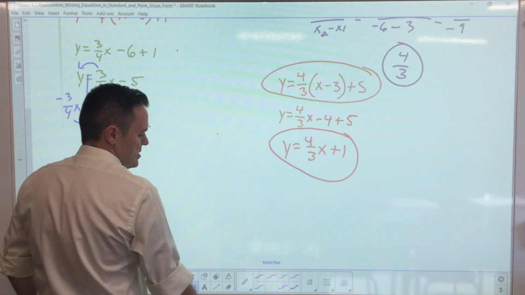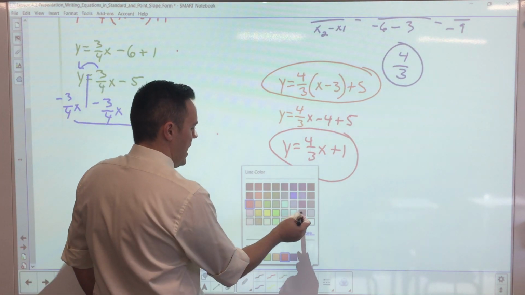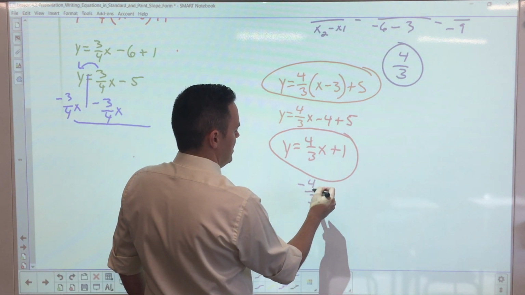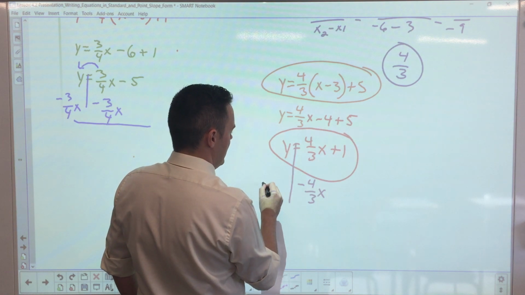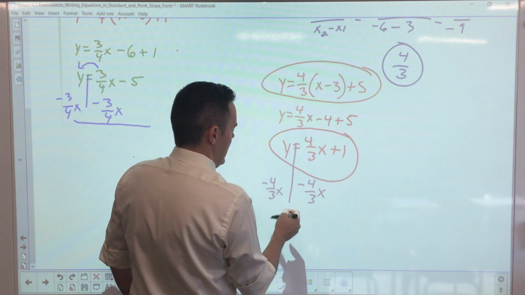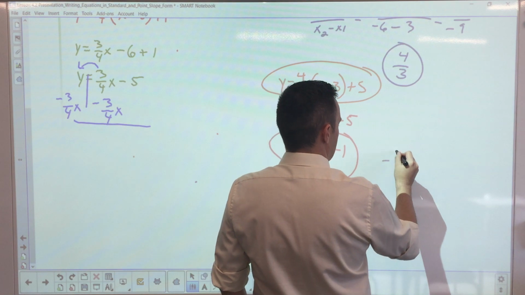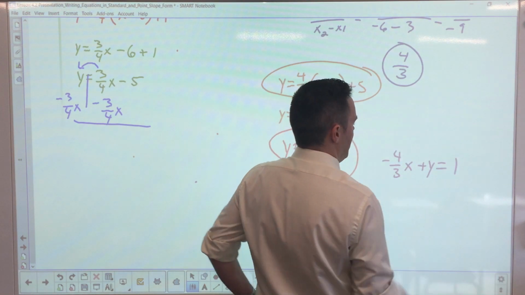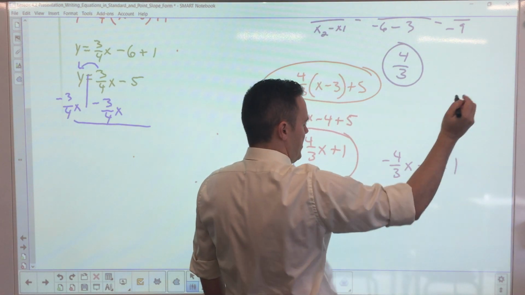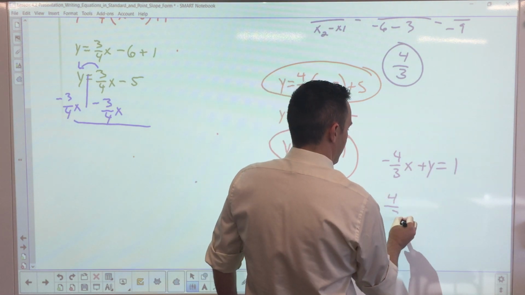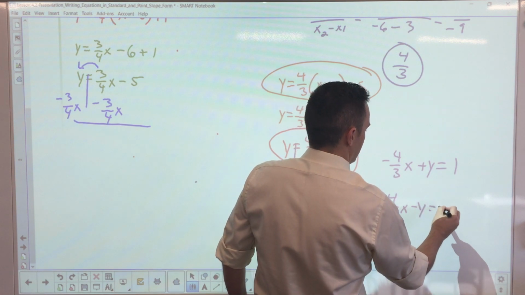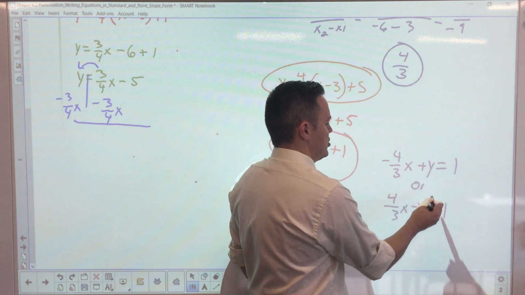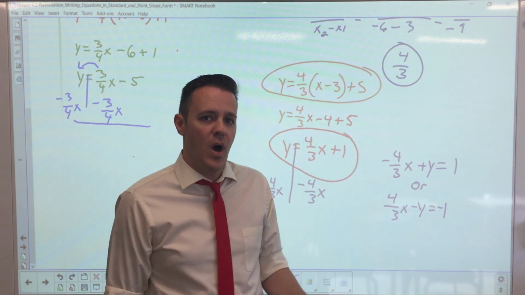Now I need to rewrite it in standard form by subtracting 4 over 3x from both sides. If I do that, my equation is going to be negative 4 over 3x plus y equals 1. Now remember, the other way to see it is if I flip all the signs: 4 over 3x minus y equals negative 1. This and this are the same thing. Please make sure you understand both and why.